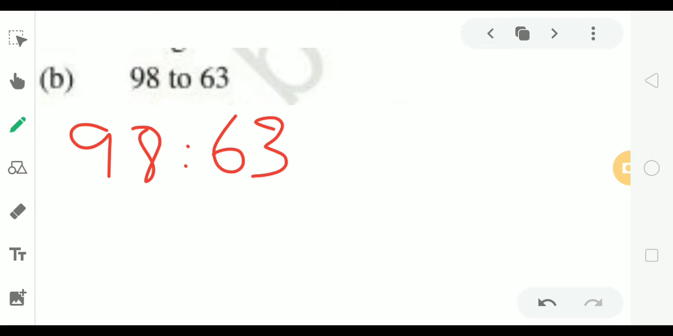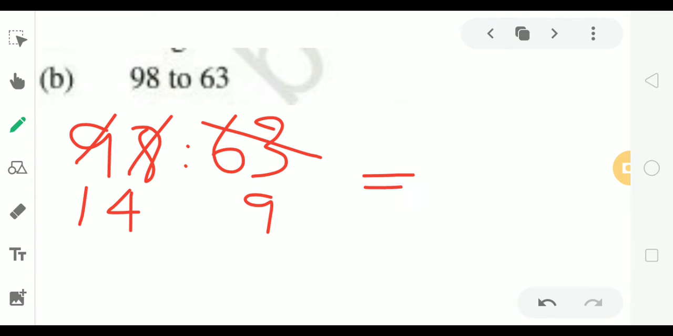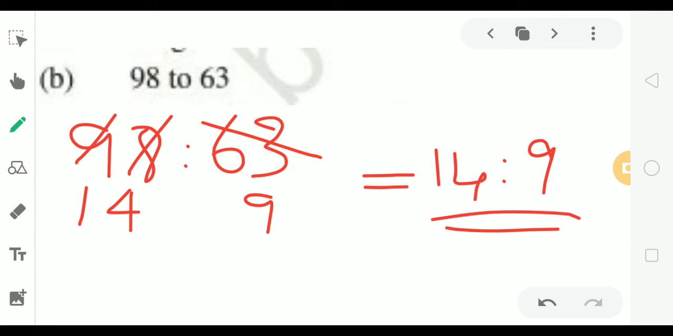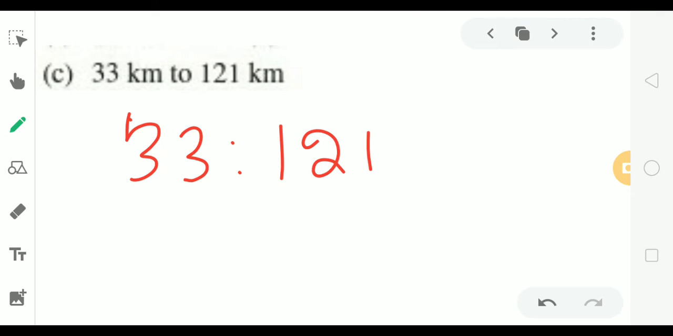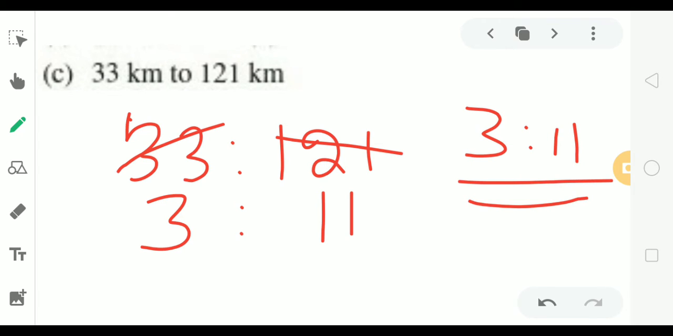Next one, 98 is to 63. Both numbers are divisible by the 7 table. 7 fourteens are 98, and 63, 7 nines are 63. So the ratio is 14:9. 14:9 is the ratio. Let's move on to the next one. 33 kilometer to 121 kilometer. So we write it as 33:121. Both numbers are divisible by 11. In the 11 table, 33 is 3 times. In the 11 table, 121 is 11 times. So the ratio is 3:11. 3:11 is the required ratio.